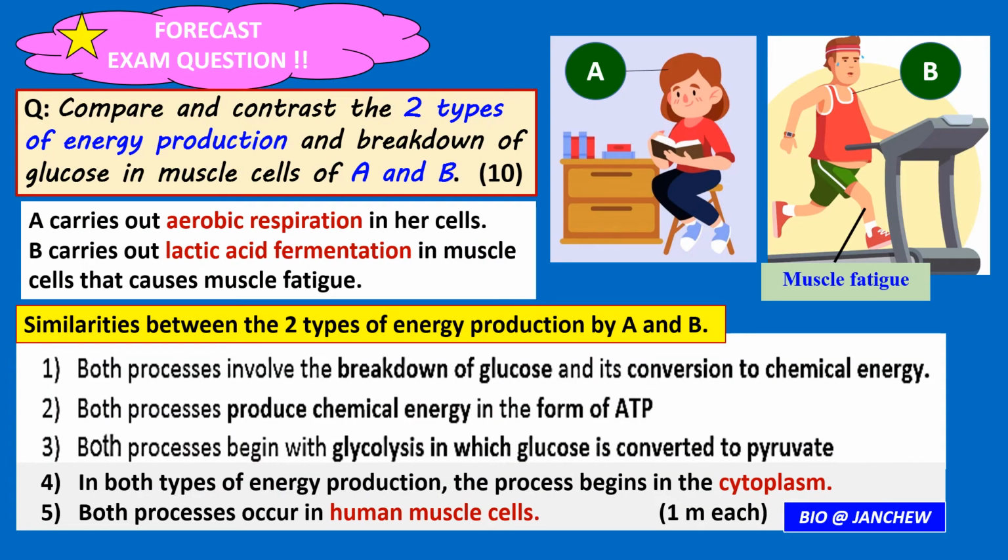Now, in the previous question, we were asked directly to compare and contrast aerobic respiration and fermentation. But normally in the exam, they may give you pictures, all right? For biology exam, there are many pictures, so we have to get used to analyzing diagrams. And they may give you 2 pictures for you to identify the process that's occurring, and then after that, ask you to compare and contrast the 2 processes, okay? So let's read the question first. Compare and contrast the 2 types of energy production shown here and the breakdown of glucose in muscle cells of A, girl A, and this man B.